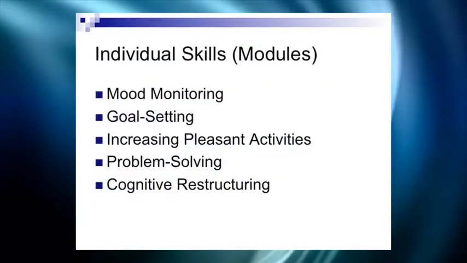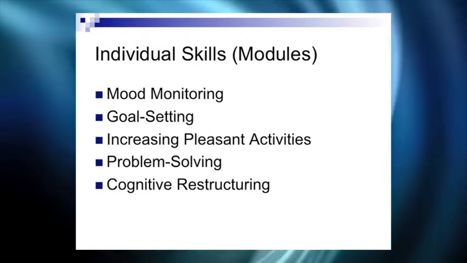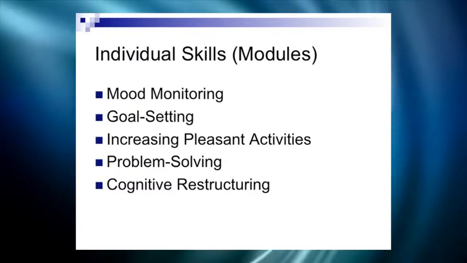Now, here are the modules. I'm going to just list these. The modules, some of them we've already talked about. So there's the mood monitoring, which we did. There's goal setting, which we did. The next 3 modules are increasing pleasant activities, problem solving, and cognitive restructuring. And in the current state of things, given what we know about CBT for adolescent depression or adult depression, these would be essential for most people. Now, there are interesting studies going on to see what's really essential.